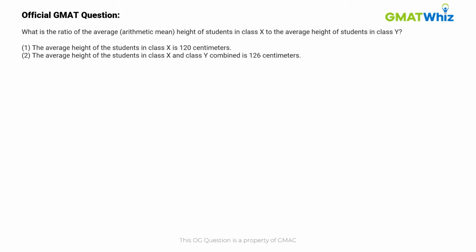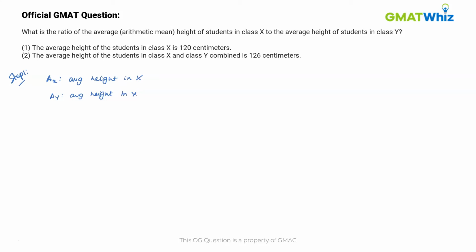In this question, we have to find out the ratio of average height of students in class X to the average height of students in class Y. Now, since no variable is given for the ratio, let's assume AX to be the average height in class X and AY to be the average height in class Y.